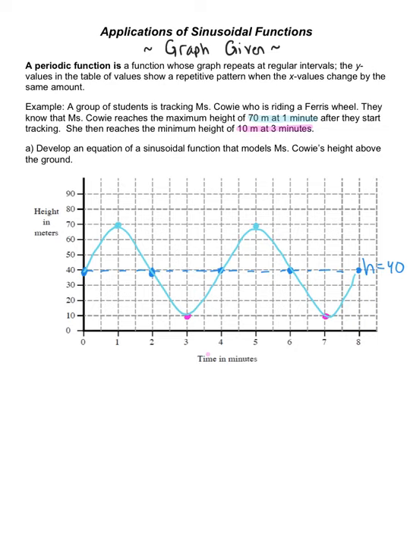And in some word problems, they might word this a little bit differently. They might just tell you the minimum value and then say that the amplitude is 30. So if you know the amplitude is 30, then you would know where the Ferris wheel would meet the midline. And then another 30 meters above that would be where the Ferris wheel is at a maximum.